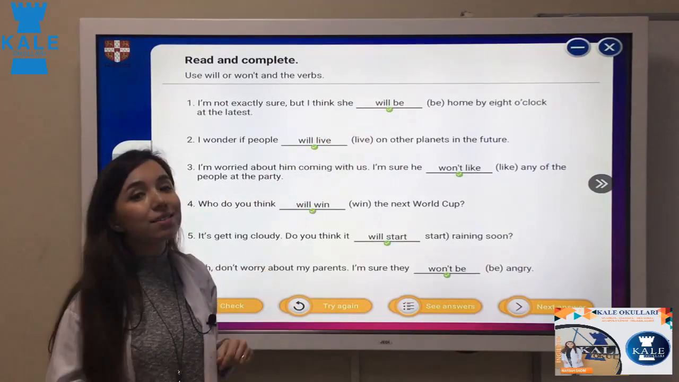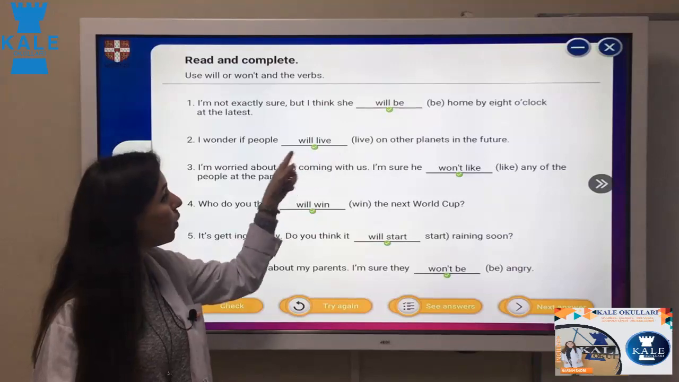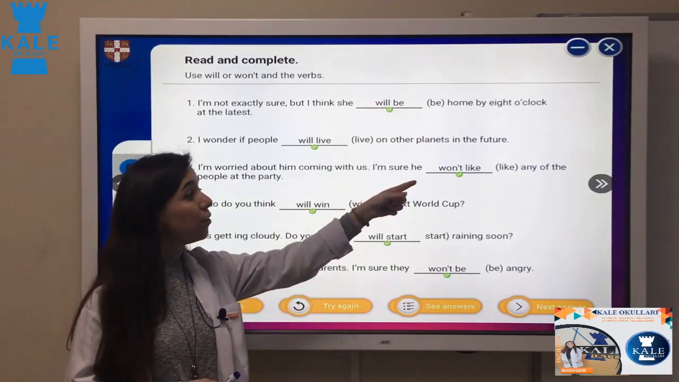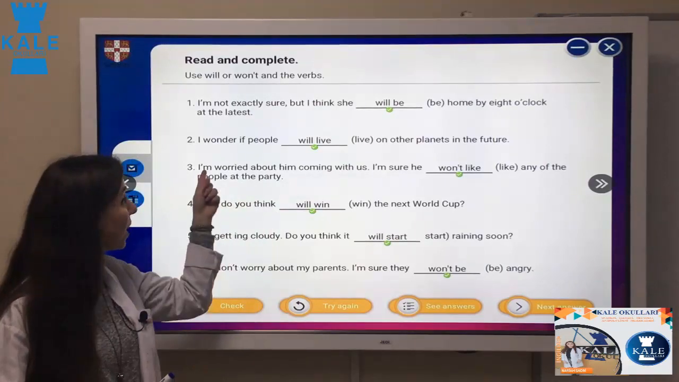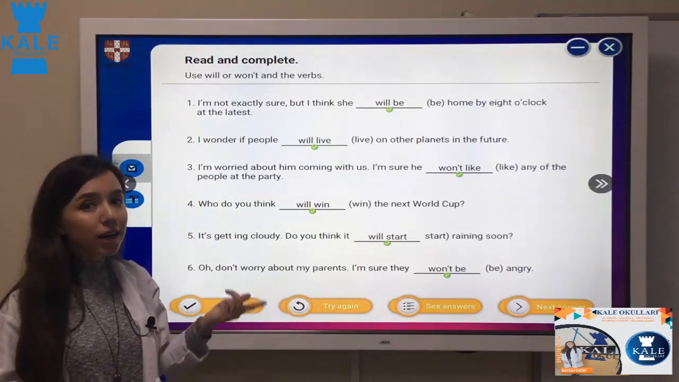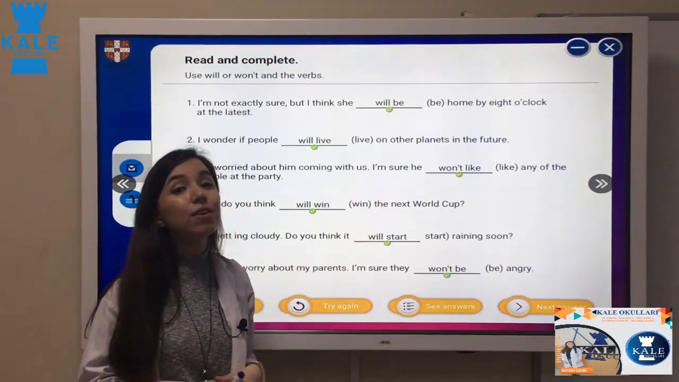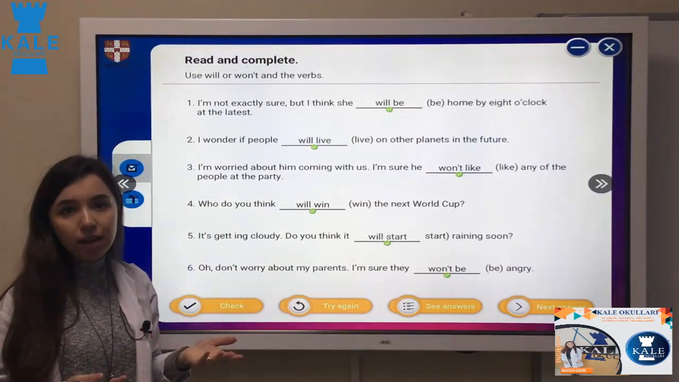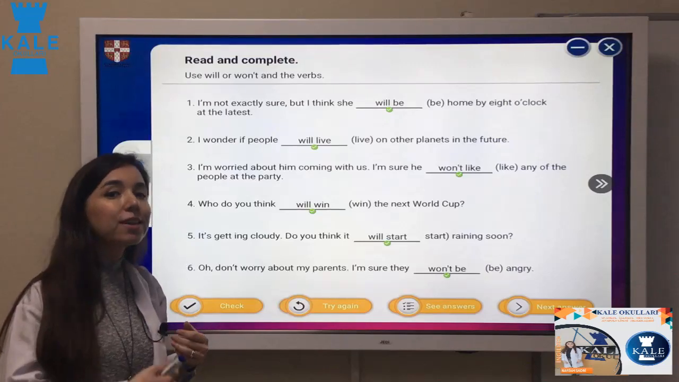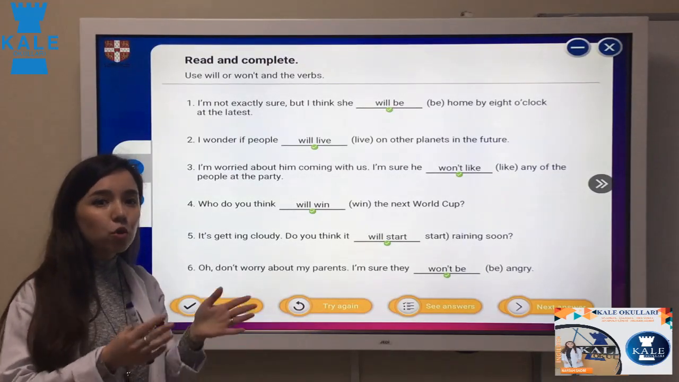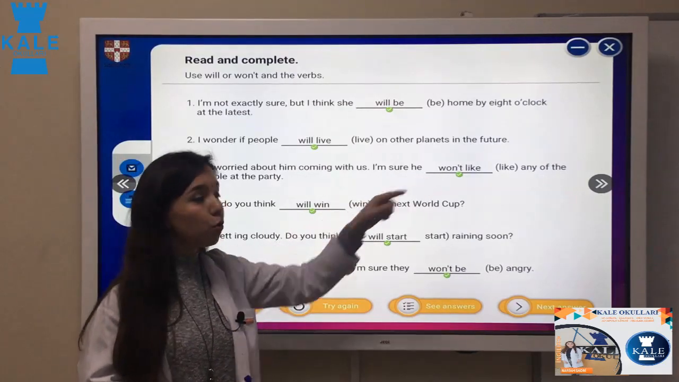So, will be. As I told you, will be. Here, will live. Here, won't like. Do you remember I said, I'm sure he won't like any of the people? Why? Because I'm worried. I know him. So because I know him, I said, I'm sure he won't like. Maybe he will like, yes. But because I know my friend, I know that he doesn't like this kind of, for example, parties or people. So I said he won't like.